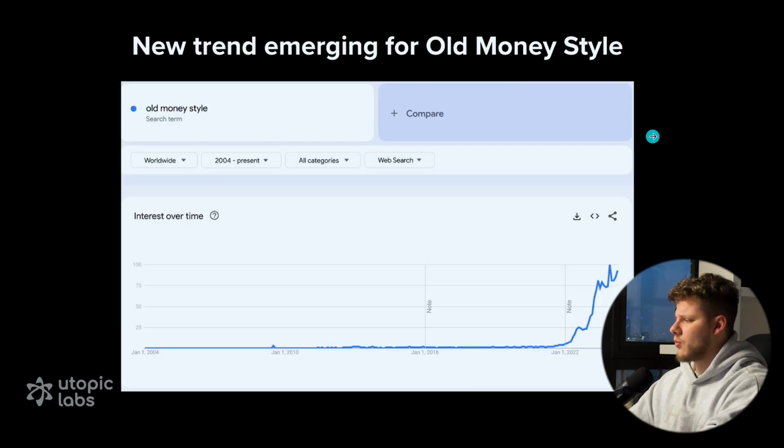Just wanting to show you that what I'm saying is not just coming out of nowhere. I'm talking with data. So if you look at old money style on Google Trends, you'll see that lately there is a huge trend. Everyone is just trying to look for ideas. Everyone's trying to look for cost-effective ways to do it.